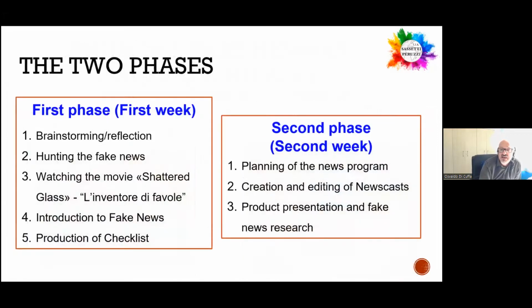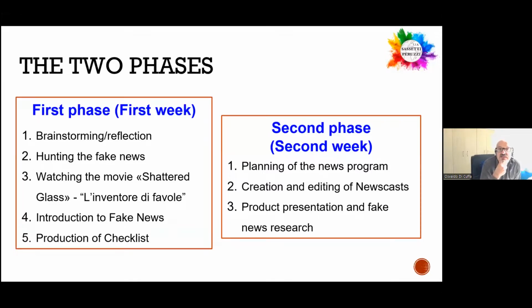The activity was made in different phases. The first phase was about a study on what fake news are, searching news and materials about fake news on the internet, watching some movies like Shattered Glass, and discussing among themselves, and then producing a checklist of what is fake news, what the problems about fake news are, why some fake news are created.